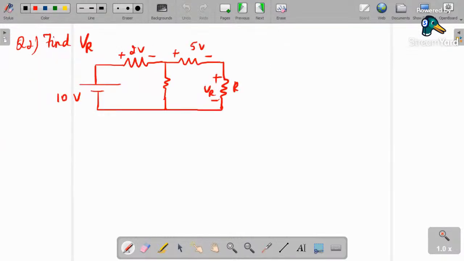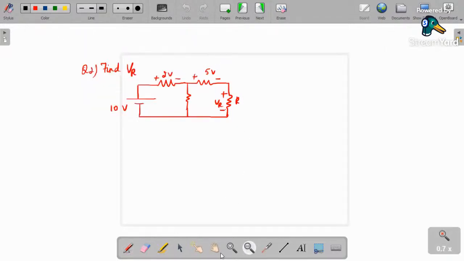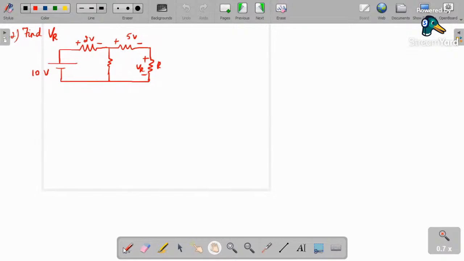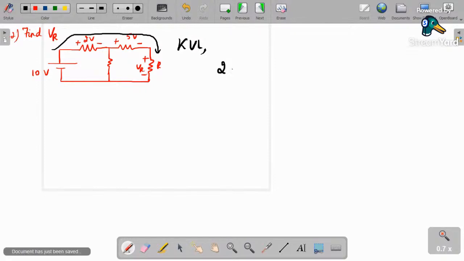Next question number 2. Find VR, the voltage drop across the resistor R. Okay, so இதுக்கு ரொம்ப simple. You can write KVL along this outer loop. So using KVL, so here plus 2 volt. Again higher potential to lower potential, so plus 5 volt plus VR. This is from lower potential to higher potential. So minus 10 volt is equal to 0.